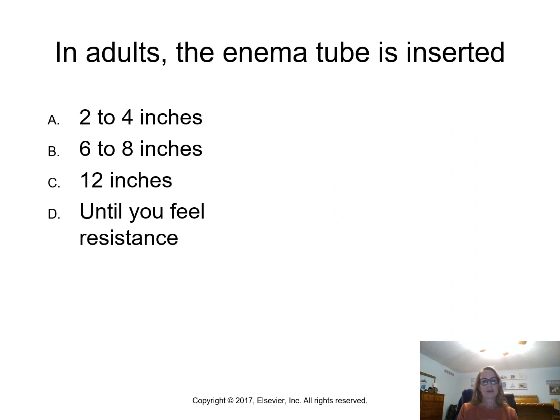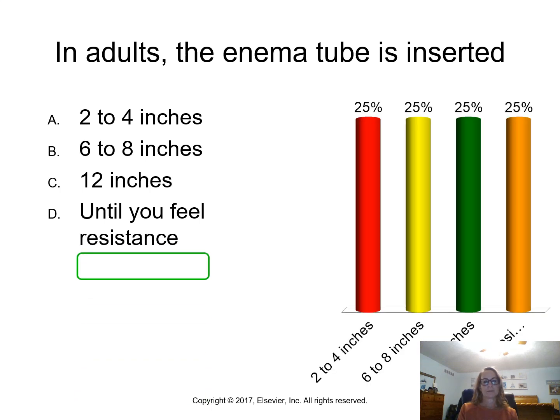In adults, the enema tube is inserted how many? What do you think? 2 to 4 inches. Okay.